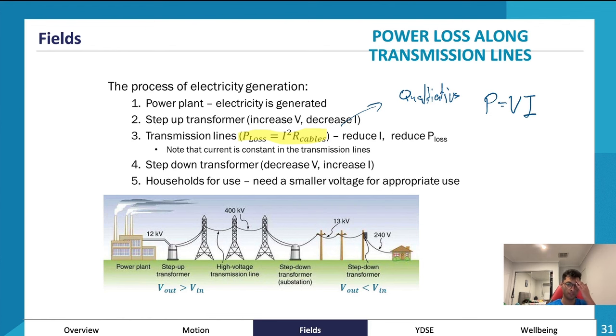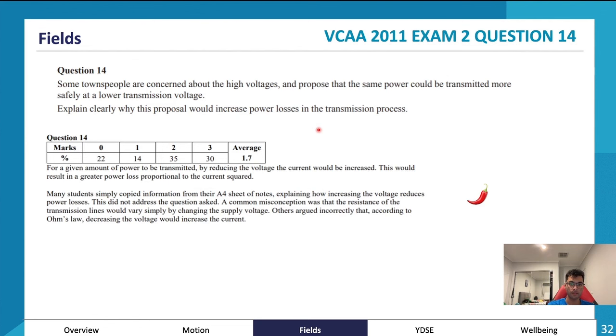If we increase the voltage, the current has to decrease, and if the current decreases, the power loss will decrease by a factor of current squared. And because of this, we want to be using step-up transformers so we can reduce power loss across a longer transmission. So these are the type of qualitative questions that you would get asked.